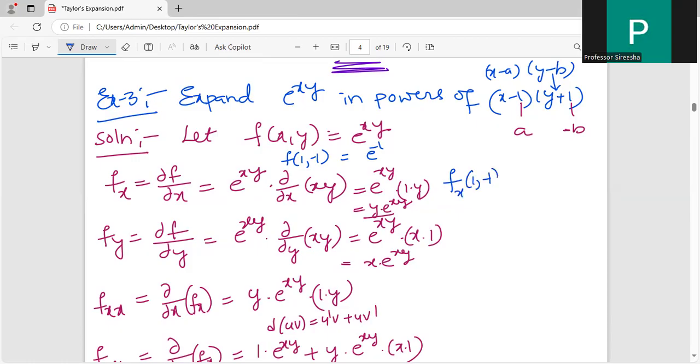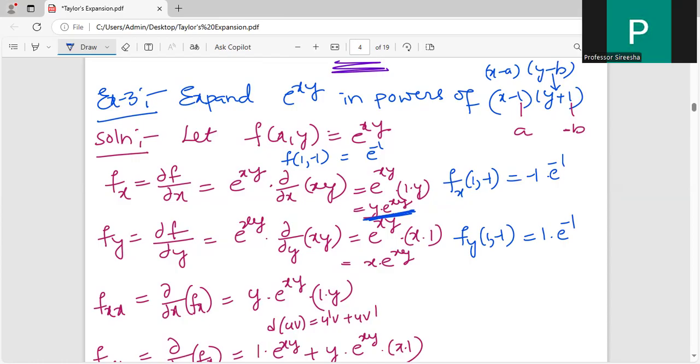fx at (1, -1) would be what, guys? fx is this. y is -1, so e^(-1). Yes. fy at (1, -1) would be what? x is 1, so e^(-1). Okay, next.